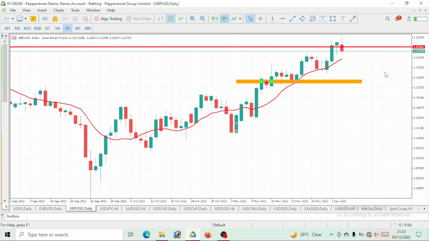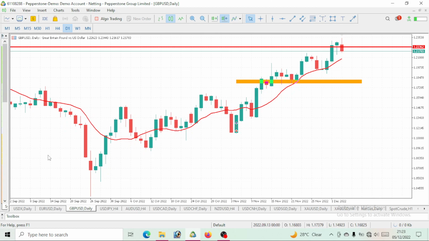But before we go in depth to understand where this pullback would be over, let's start with the trend on GBPUSD. Clearly we can see that this is an uptrend move. We are seeing higher highs and higher lows. If you are a beginner trader, you will know that you are to go long on GBPUSD.